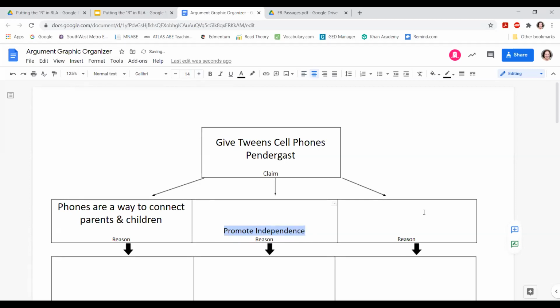Okay, so I'm not going to fill in the third reason. In fact, if I was drawing this on a sheet of paper, I wouldn't even draw in a third arrow or a third box. Again, adjusting the organizer to fit the text.